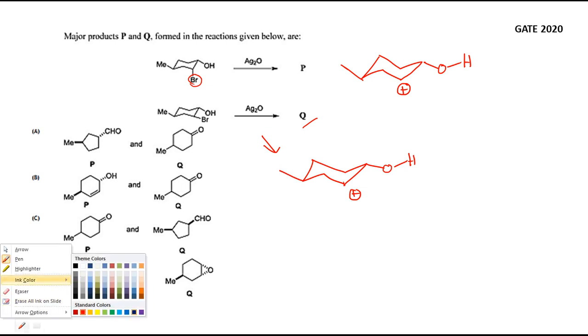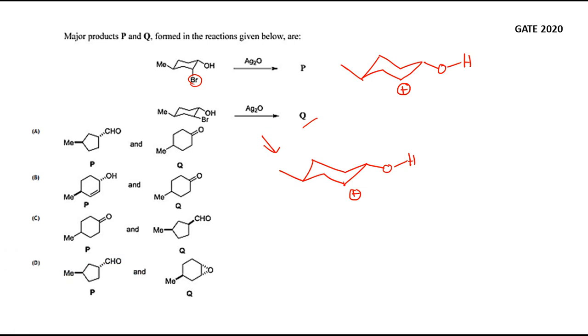Now we have to basically check that with respect to this Br, here hydrogen is in anti position, so that hydrogen will be migrating to the positive charge. So this OH bond will be broken and this hydrogen will be migrating in the form of hydride. As a result, we will now get C double bond O at this position, so it will be C double bond O and a methyl group.